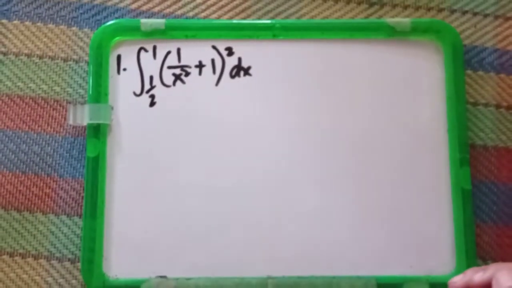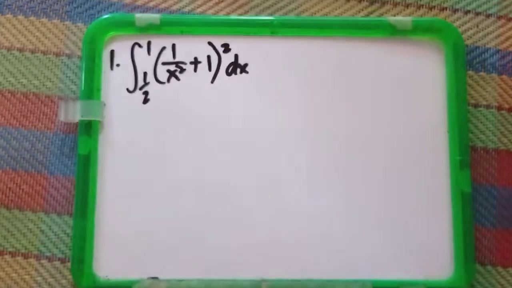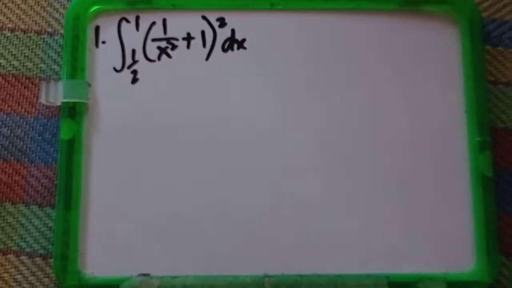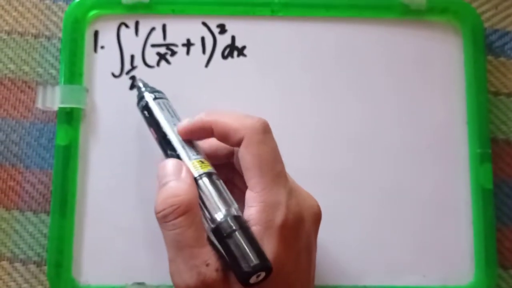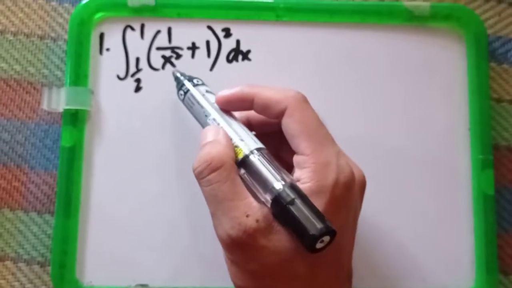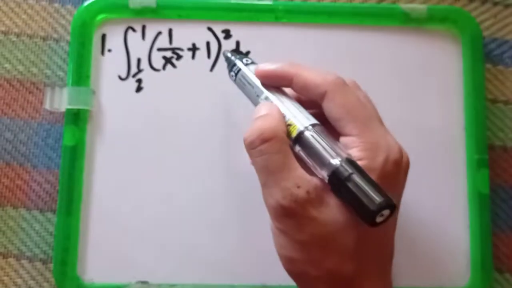So, good morning. Here's our first function involving definite integration. The integral has upper boundary 1 and lower boundary 1 half. Its integrand is 1 over x squared plus 1 quantity squared.